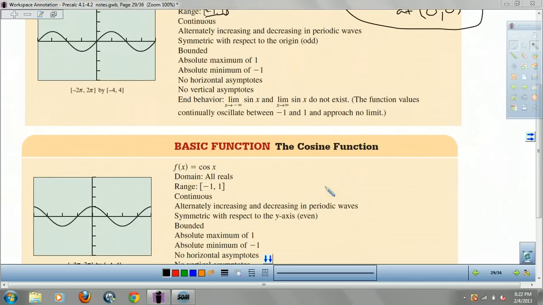Cosine. Hold on, I think cosine starts at 0, 1. Because both the graphs, this curve and this curve, are almost exactly the same. It's just where they start. One shifted a little bit from the other one.